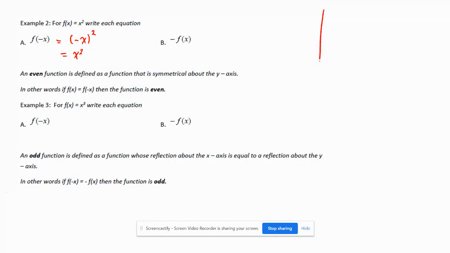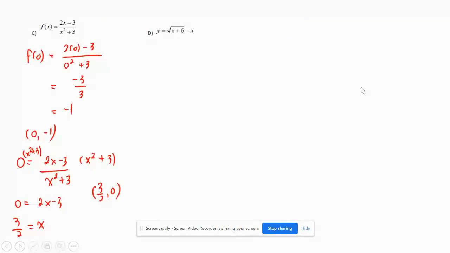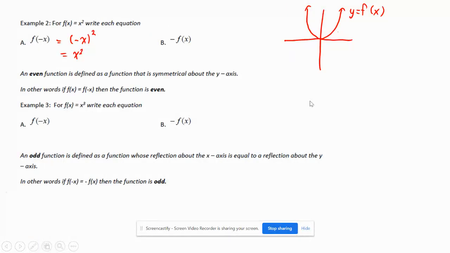Let's quickly talk about this, guys. f of x equals x squared is a parabola like this, and this is y equals f of x. If we graph y equals f of negative x, it's going to be a reflection in the y-axis. So the point I'm trying to get at for this function is that the function f of x is the same thing as the function f of negative x. This function is symmetrical about the y-axis.